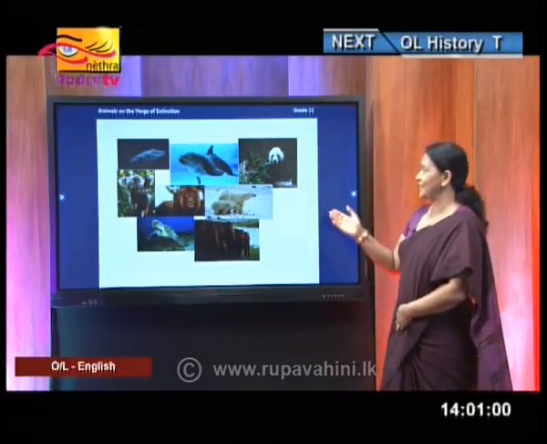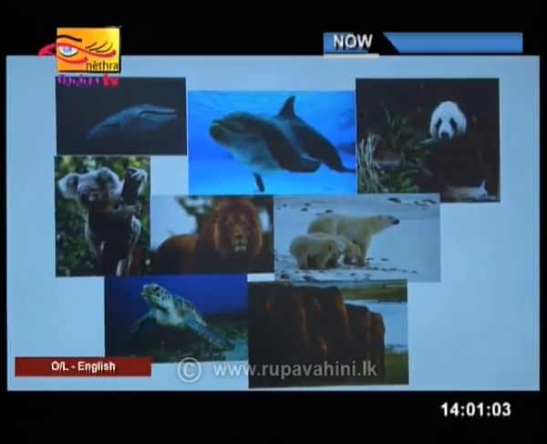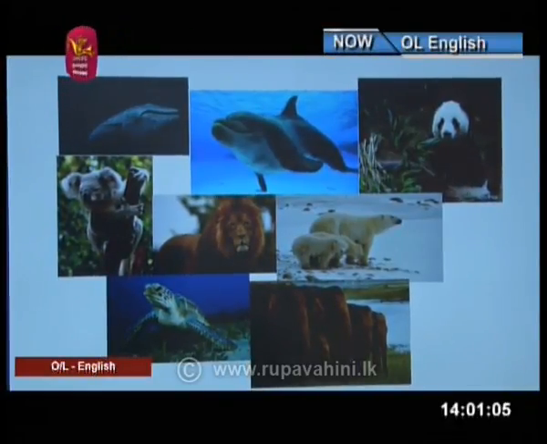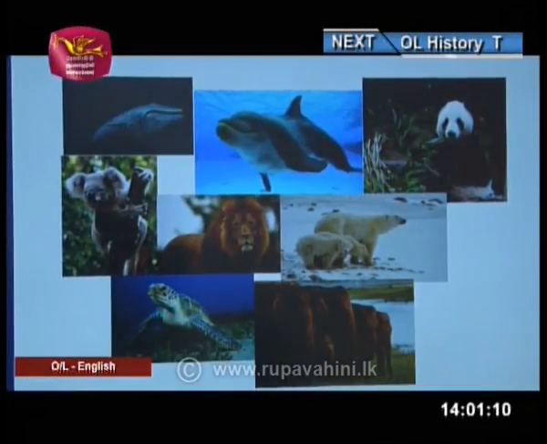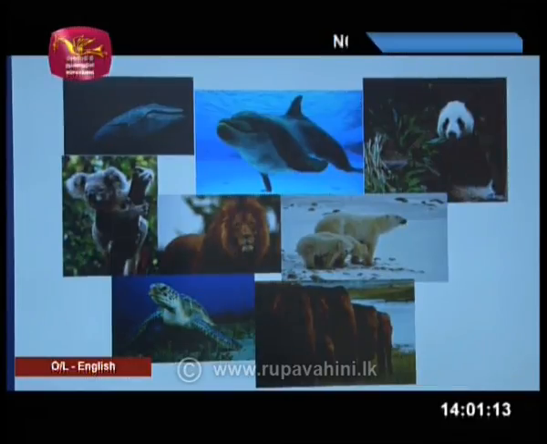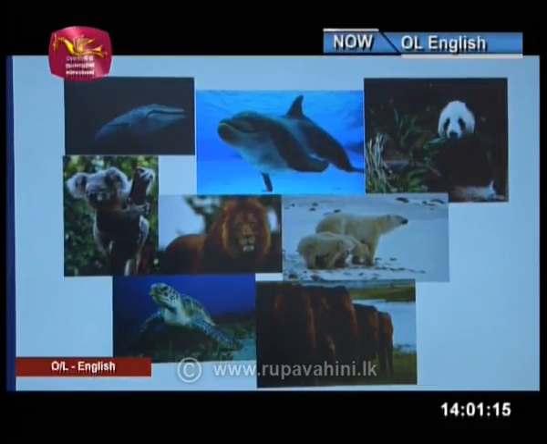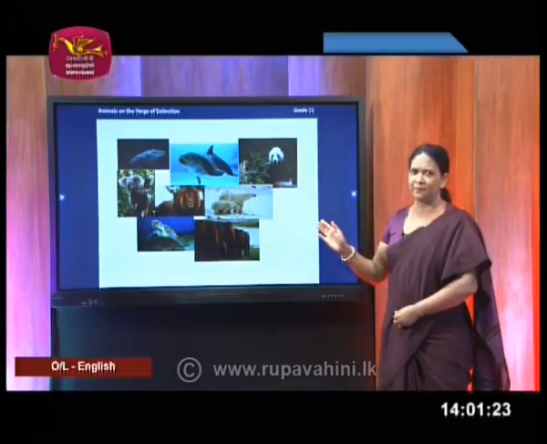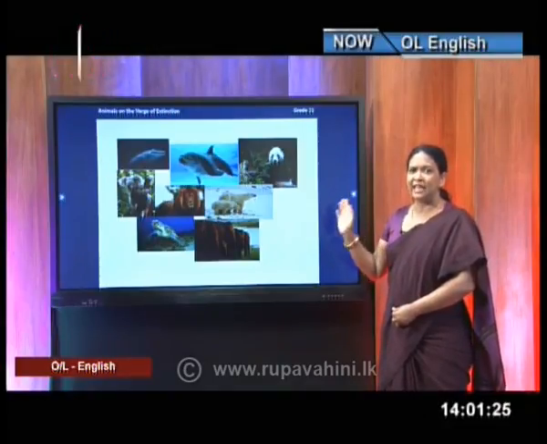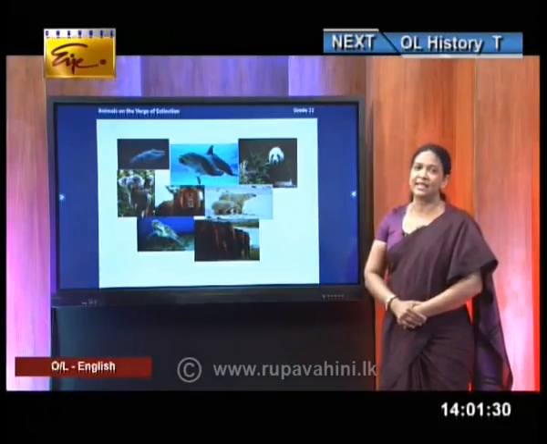Can you name them? Yes, there is a lion, the elephants, and you have the blue whale, the dolphin, the panda, the koala bear, the polar bear, and the sea turtle. There is one common thing that I want to tell you about all these animals. Do you know about them? These animals, all these animals that you can see on this slide are in the list of endangered animals.